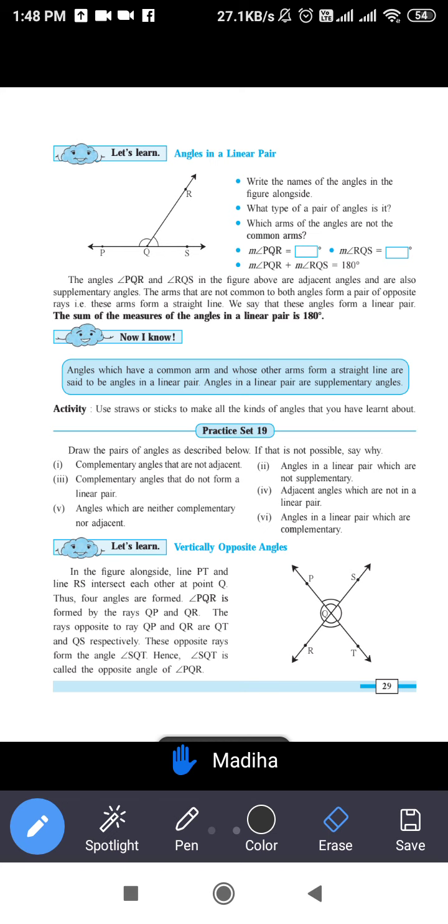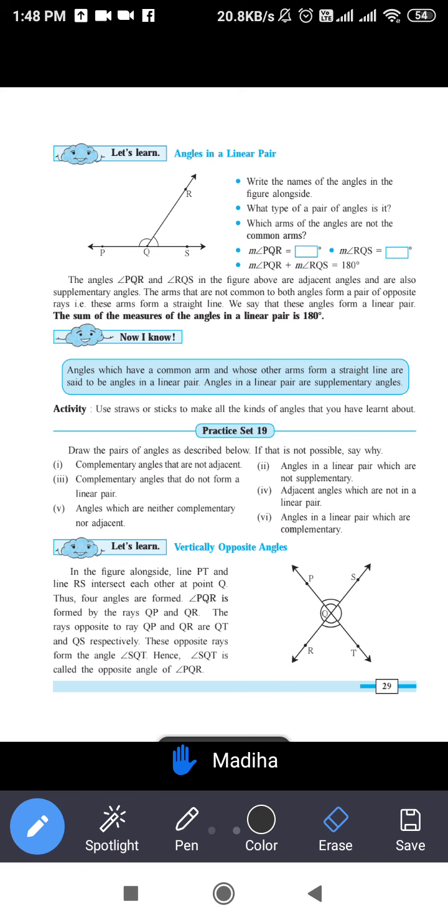Okay, now listen. In the second question, what is the statement? Angles that form a linear pair like this, but they should not be supplementary. So it is not possible, right? Because angles in a linear pair are always supplementary. Here you have to give the reason. Given construction is not possible because angles in a linear pair are supplementary angles. Okay, so this will not be possible.